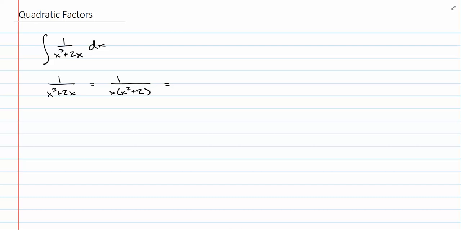It's an irreducible quadratic. So according to partial fractions, it's going to be something over x plus something over x squared plus 2. I can use the cover-up method to figure out what goes above the x, so let's go ahead and do that. Let's cover up the x. Let's plug in x equals 0. If I plug in x equals 0, I'd have 1 over 0 plus 2, so that's 1 over 2.